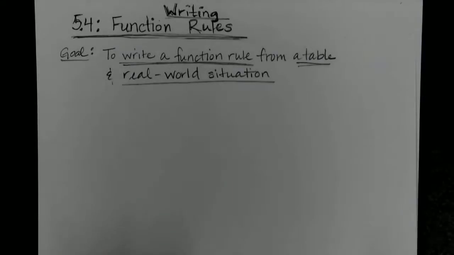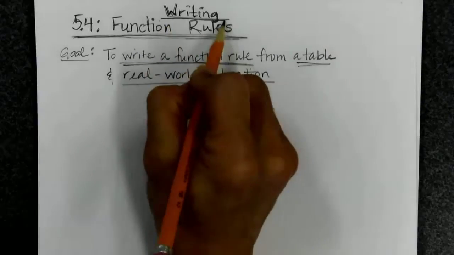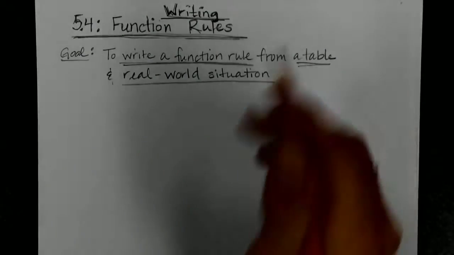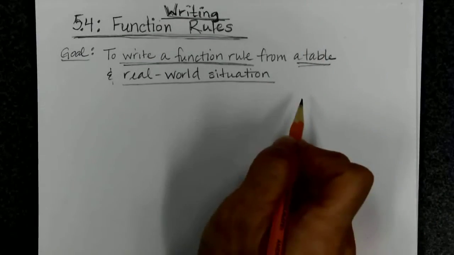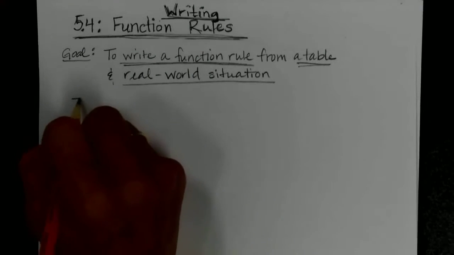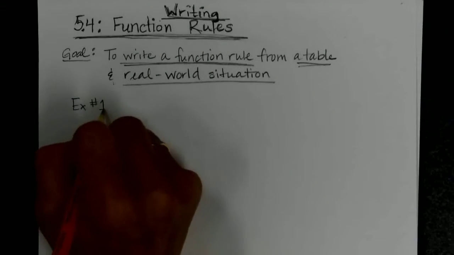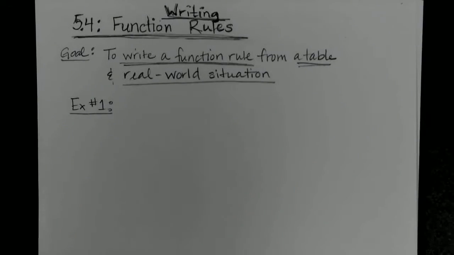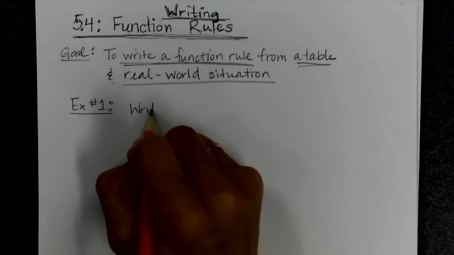In section 5.1, we will learn how to write function rules given tables and real-world situations. So we're talking about story problems here. Okay, we're going to start with example number 1. In example number 1, we are going to write a function rule from a given table.